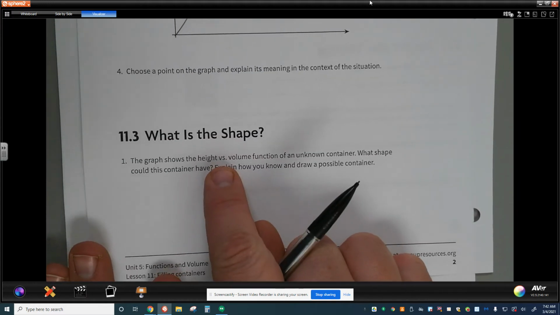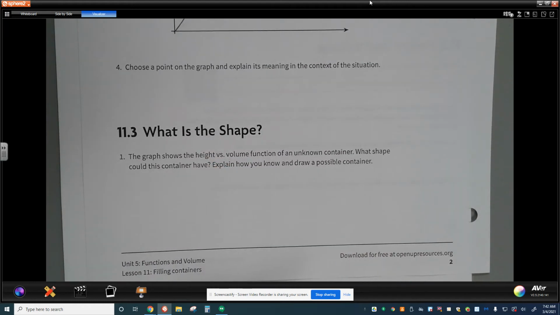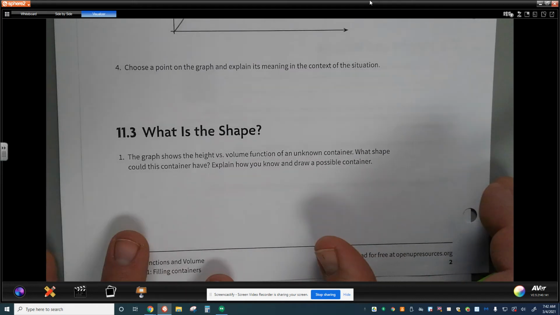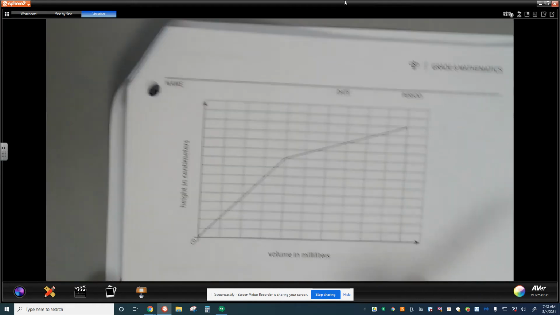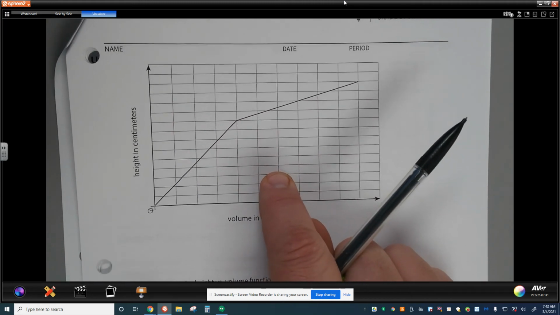It says, what is the shape? If we have a graph that's showing height and volume, and the function of an unknown container, it says, what shape could this container be? So explain how you know and draw a possible container. And this is just an example of what I was talking about.